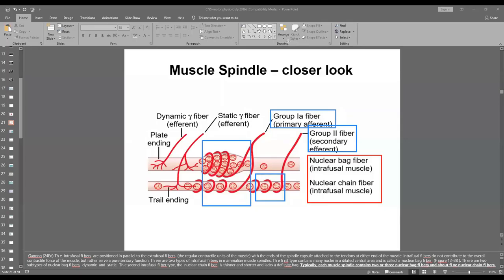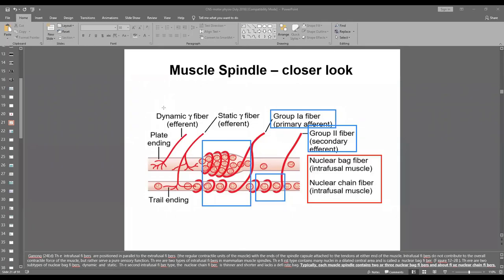Capisce, okay. And let's talk about the gamma efferents. You won't like it, I'm sorry, but there are two types of gamma efferents.